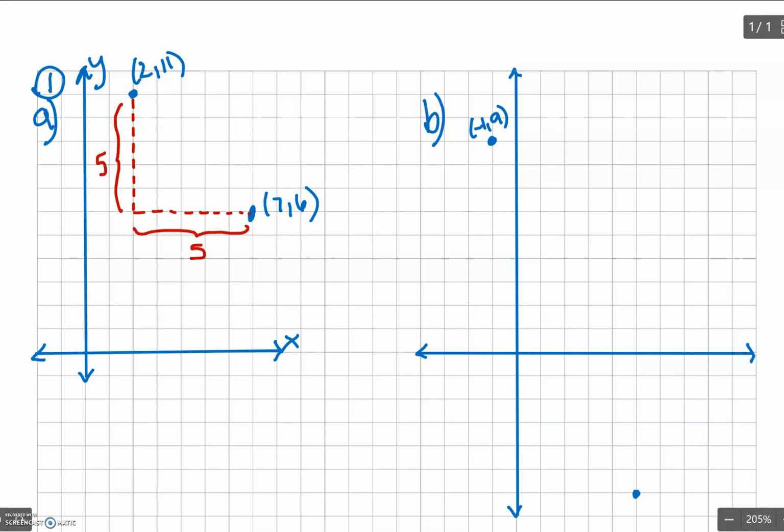So I would cut that distance in half and be 2.5 away from each one. So I could go down 2.5 and over 2.5 to get my midpoint that way. And you can see that is exactly at 4.5, 2, 3, 4, 5, 6, 7, 8.5. I personally find it longer to graph everything, but if you need to, you can use a graph.